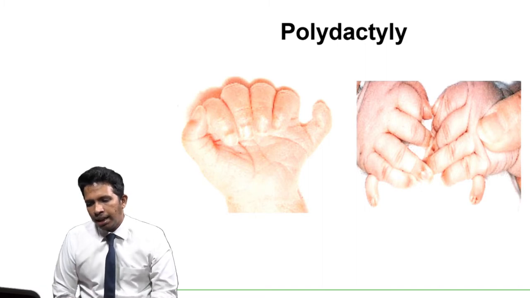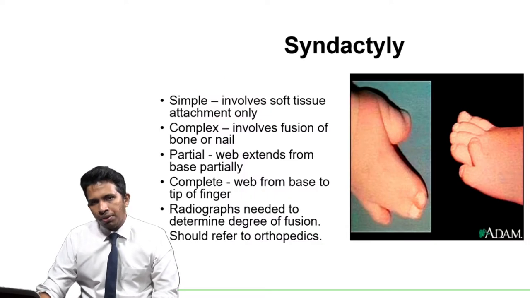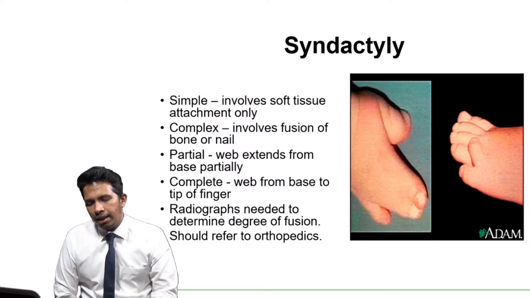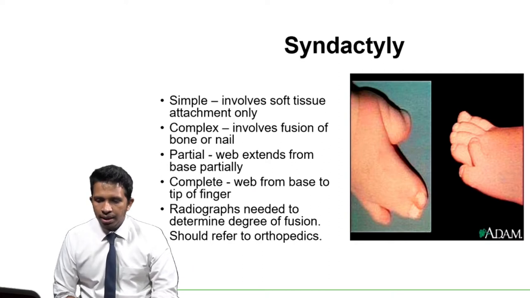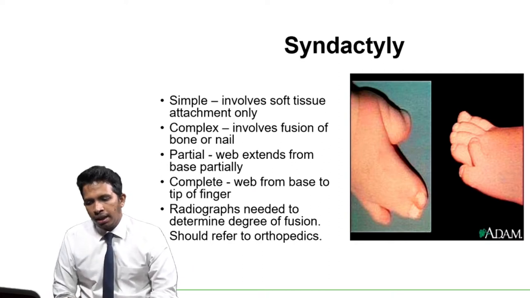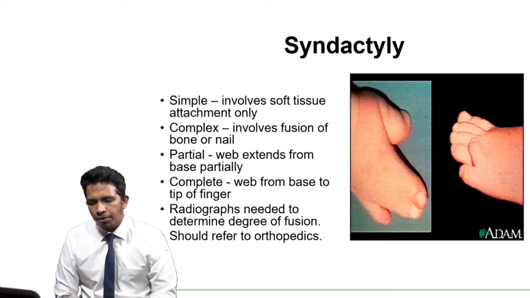Then we have polydactyly, where the child could have more than 5 fingers or 5 toes. Syndactyly is when the child appears to have fewer than 5 toes or fingers. It could be due to soft tissue attachment only, which is simple, where just the soft tissue is attached. In complex, it involves fusion of bone and nail. Partial is where the web extends from the base partially, and complete is where the web goes from base to the tip of the finger.